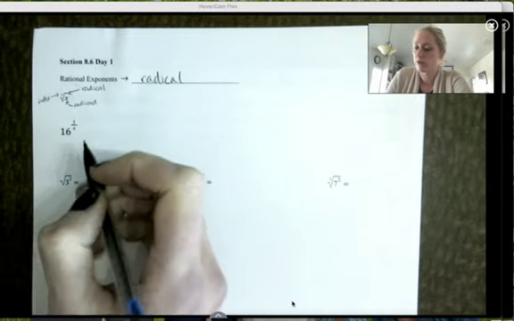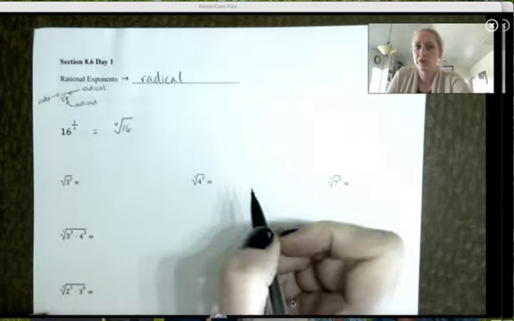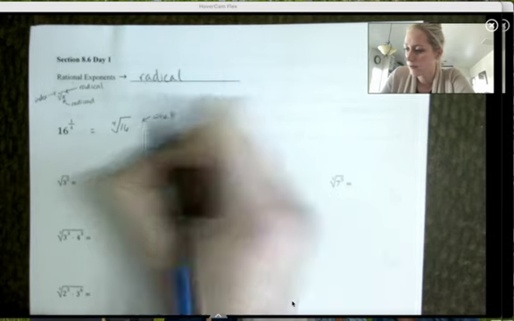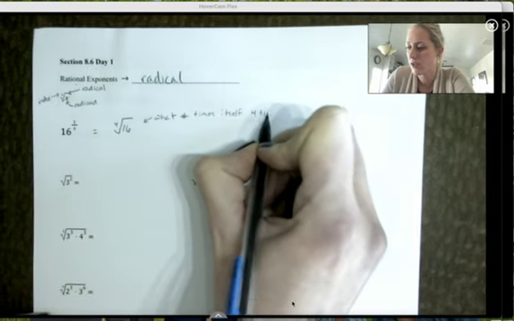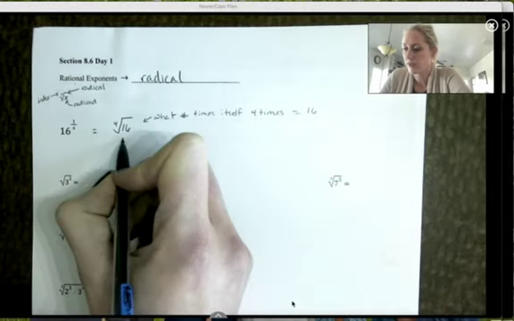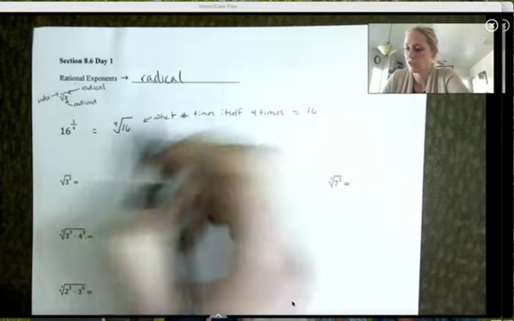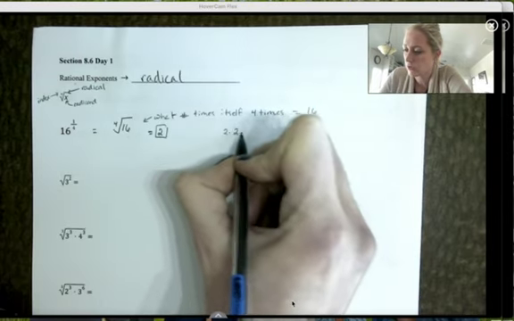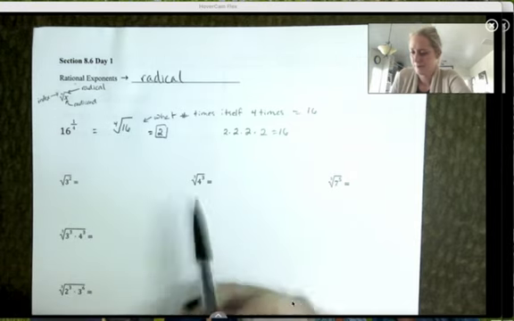So 16 to the 1/4 power is the same as the 4th root of 16. So this means what number times itself 4 times equals 16, okay? So how this works is you could break this down into pairs, or you could just do this part in your head, but something times itself 4 times has to equal 16. So this is 2, because 2 times 2 times 2 times 2 equals 16. So the 4th root of 16 equals 2, okay?